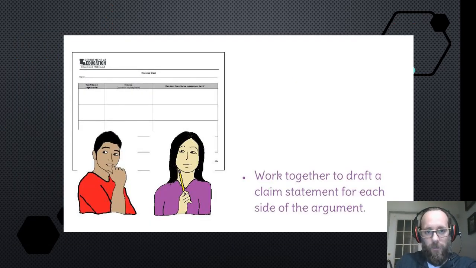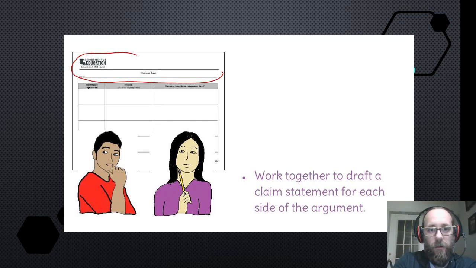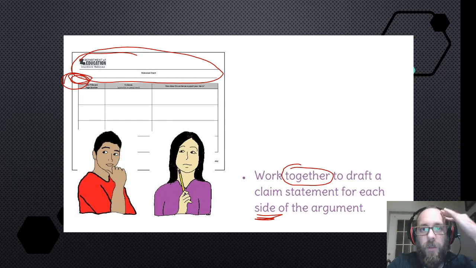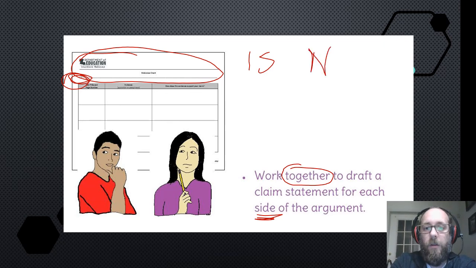Okay, now we're going to draft a claim statement. What this is at the very top of your chart, you'll see this thing that says claim right down here. And it says work together. I am totally fine if you want to work with a partner on this to draft a claim statement for each side of the argument. You need a claim for one side and you need a claim for the other. So you need to claim that he is a nature faker and you need to claim that he is not.